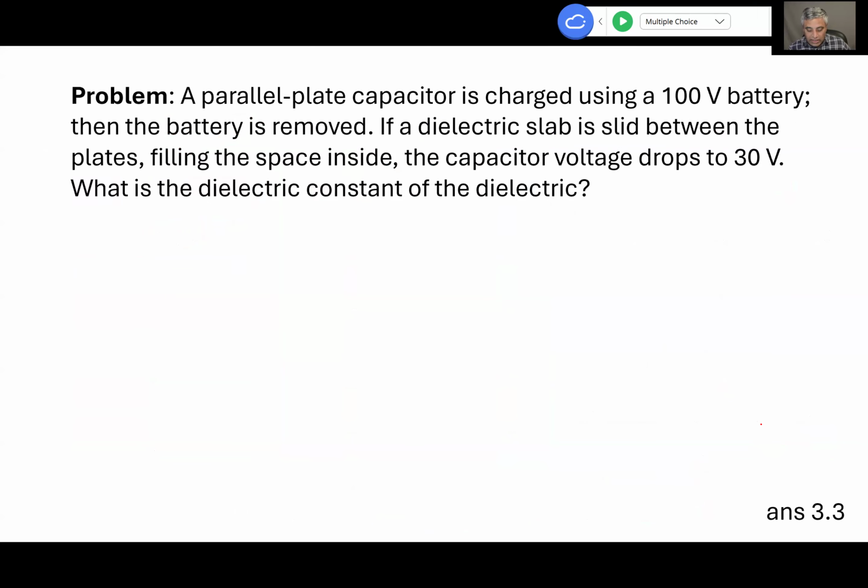Okay, so here it says, a parallel capacitor is charged using a 100-volt battery, then the battery is removed. If a dielectric slab is slid between the plates, filling the space inside, the capacitor voltage drops to 30 volt. What is the dielectric constant of the dielectric? Okay, and we define that as the ratio of the change, right?